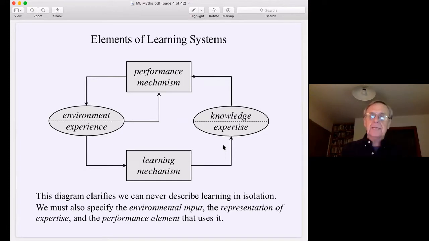So you could always take away the learning and you would still have the knowledge, the environment, and the performance system. And learning is there to try to improve performance, okay? The point of this diagram is you can never talk about learning in isolation. You always have to talk about the environmental input, the expertise and how you represent it, and the performance element that uses it. And this is all sometimes forgotten because people tend to work in one paradigm. They assume that everyone knows what these other assumptions are, but they really are crucial.